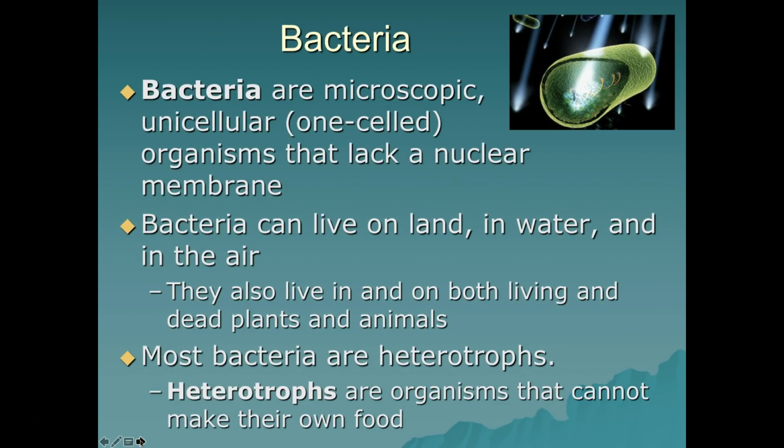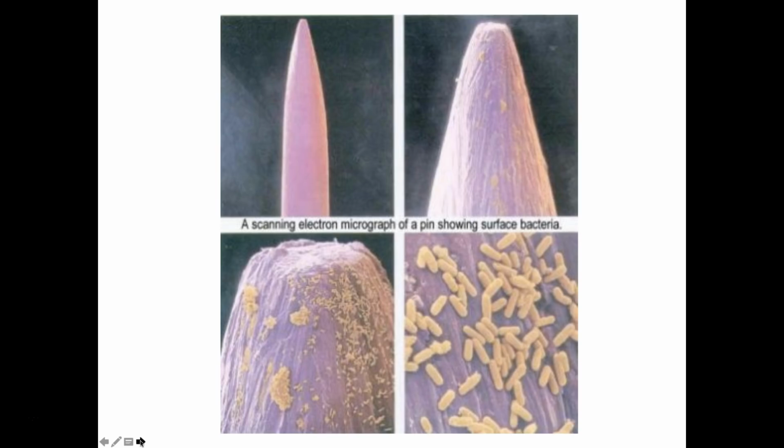Bacteria are microscopic unicellular, that means they are single-celled or one-celled organisms, and they lack a nuclear membrane. They can live on land, in water, and in the air, and they can live on living or dead organisms. Most bacteria are heterotrophs, and remember, hetero means other, trophs means food, and so they are able to get food from eating other organisms. This is a scanning electron image of bacteria on a pin.